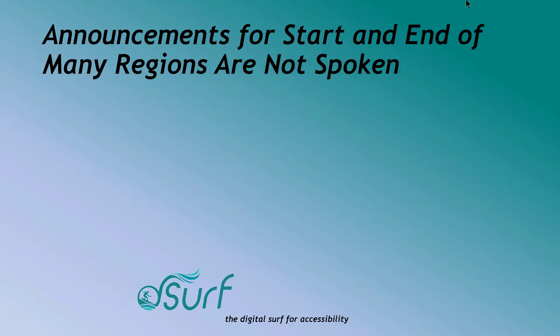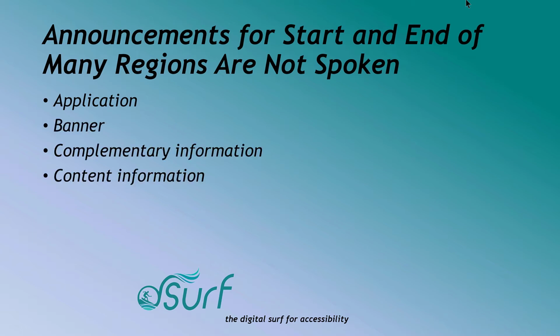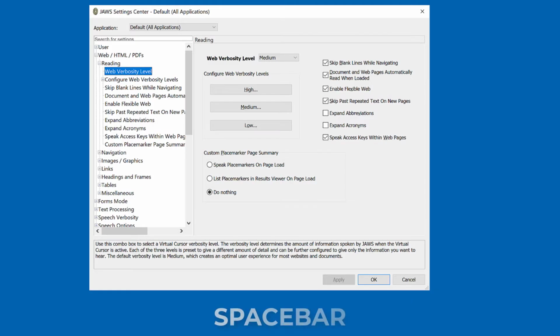Also, start and end announcements for the following regions are not announced at the default web verbosity of medium: application, banner, complementary information, content information, document, and more. Press spacebar to change the web verbosity level from medium to high for testing purposes. Low, 3 of 3. High, 1 of 3.